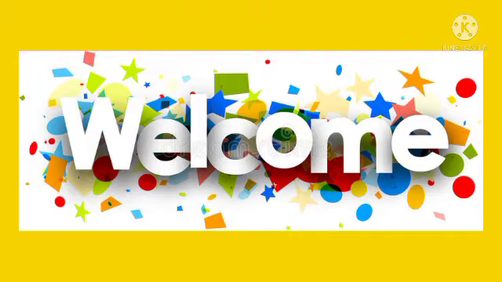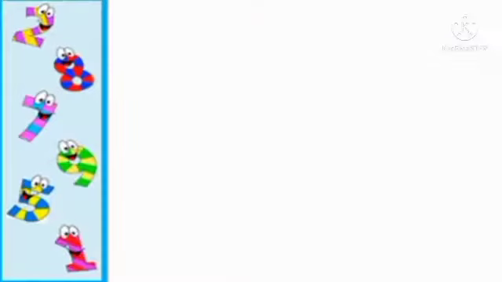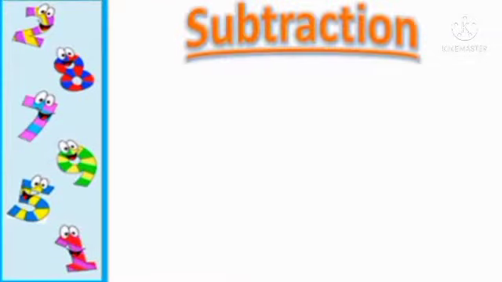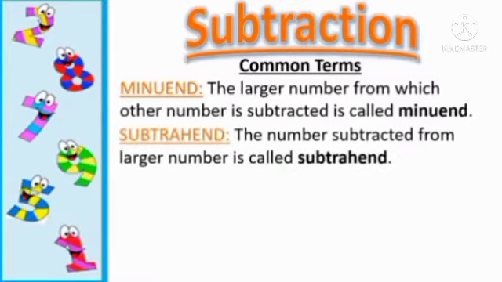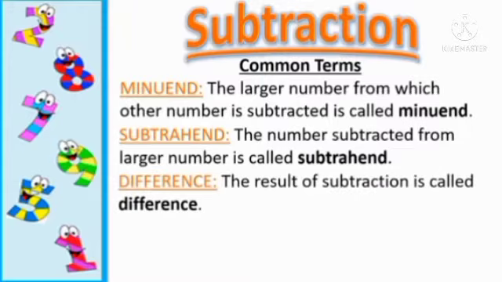Today you all are going to study about subtraction. Now let us discuss the second mathematical operation, that is subtraction. The common terms used in subtraction are minuend. The larger number from which other number is subtracted is called minuend. Subtrahend. The number subtracted from the larger number is called subtrahend. Difference. The result of subtraction is called difference.